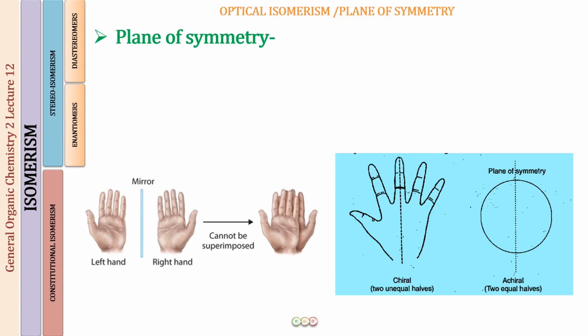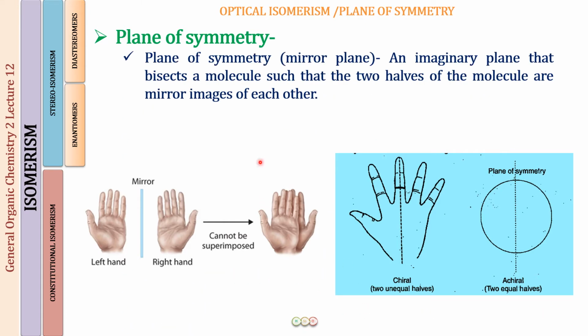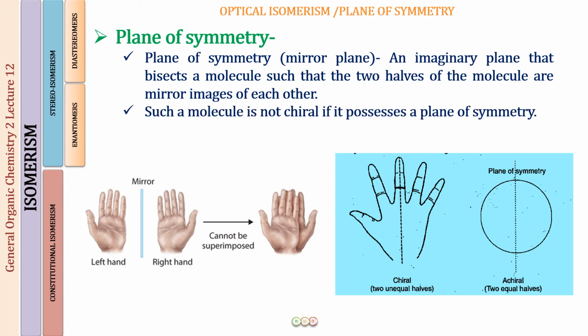So let us now define the plane of symmetry. We call this the mirror plane, a plane which is just like a mirror. It is an imaginary plane that bisects the molecule so that the two halves of the molecule are mirror images of each other, which you see in the sphere, which you do not see in the hand. So such a molecule is not chiral if it possesses a plane of symmetry. That is why we say that a sphere which has a plane of symmetry is going to be achiral, and which does not have a plane of symmetry, you can divide it into two halves this way also.